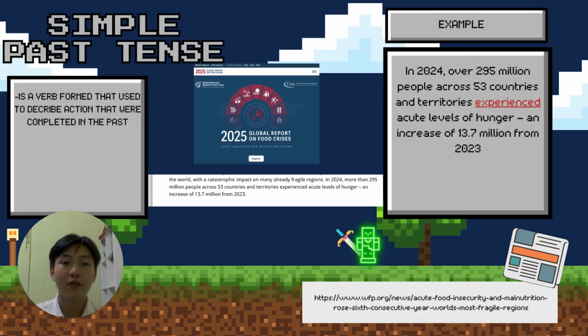Hi, I'm Ivan. So right now I'm going to explain about the past tense. So the first one is simple past tense. It is a verb form that is used to describe an action that was completed in the past.